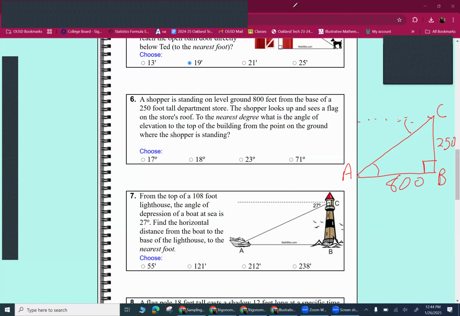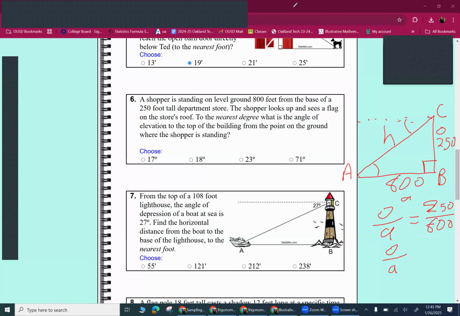We know that this is adjacent. This is always the hypotenuse. This is opposite, and we're trying to find that number down there. So opposite over adjacent equals something. Okay. Oh, opposite over adjacent equals, not something, equals 250 over 800. So I plug that in. Opposite over adjacent equals whatever that is.